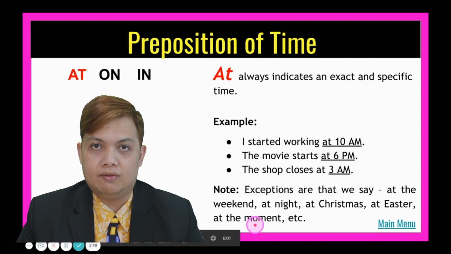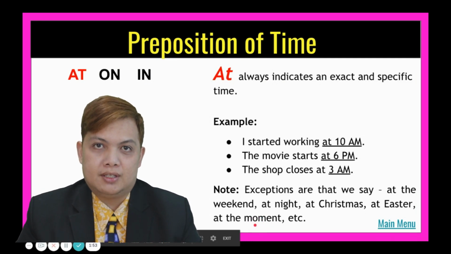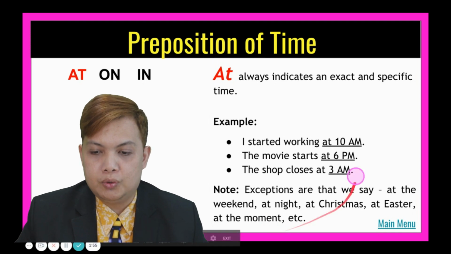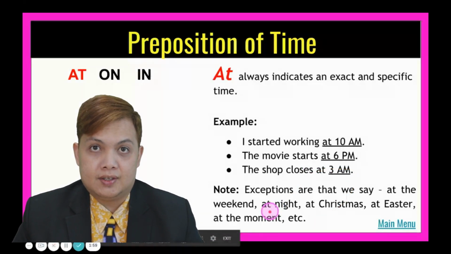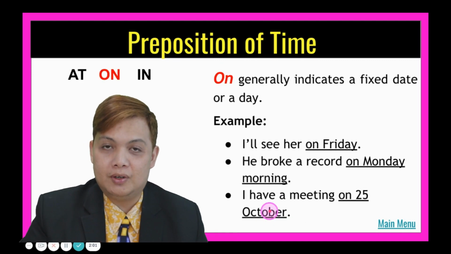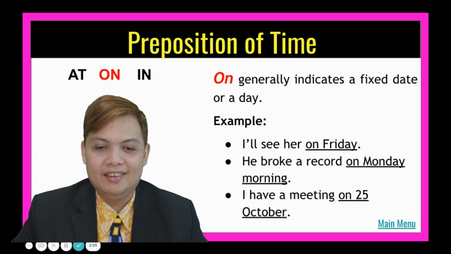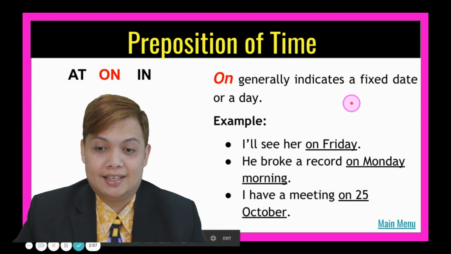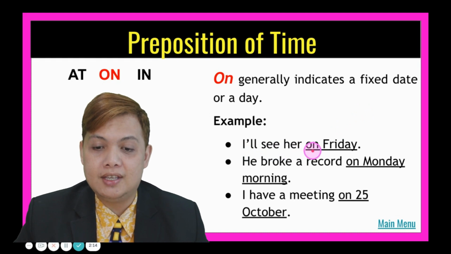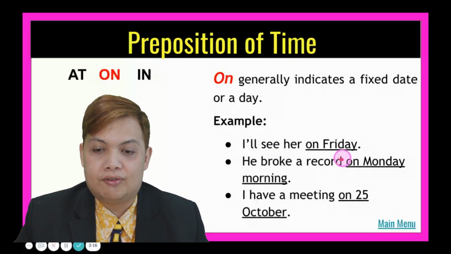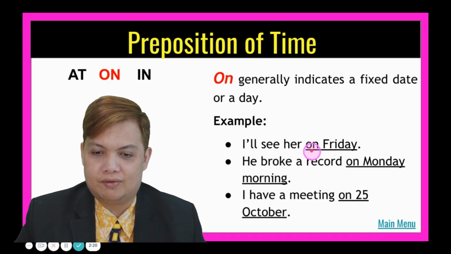All right. So even though they don't denote exact and specific time, in English we use at the weekend, at night, at Christmas, at Easter, and at the moment. All right. So let's move on. Let's take on. On generally indicates a fixed date or day. I'll see her on Friday. Friday is a day, so we use on right over here.